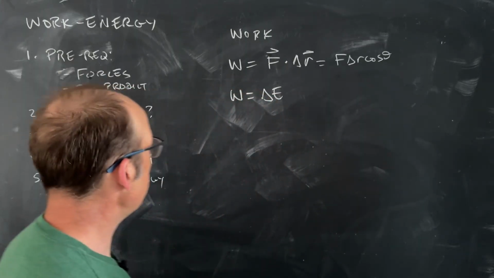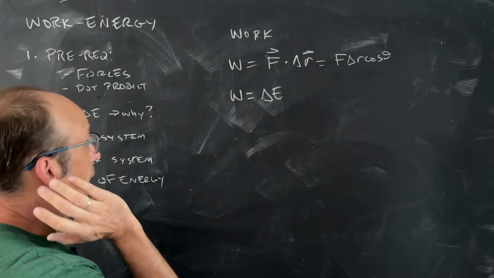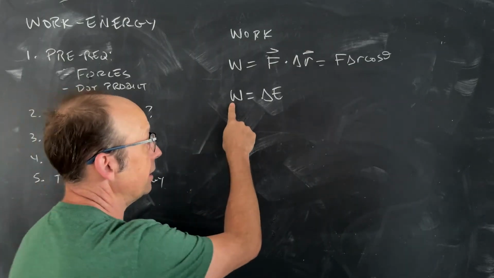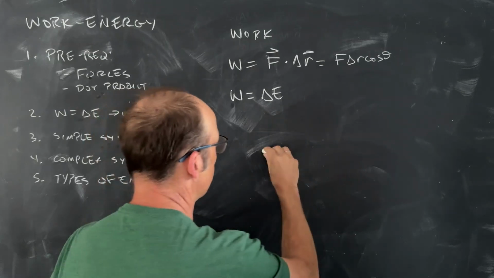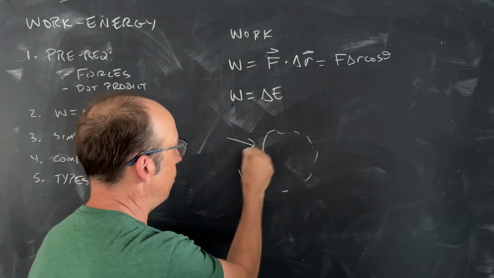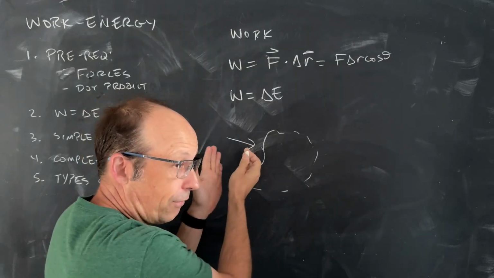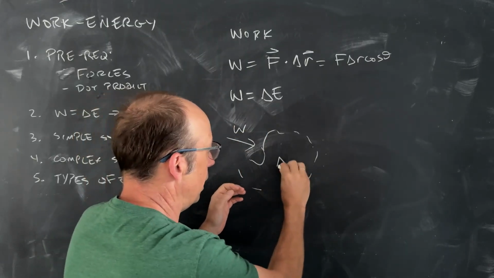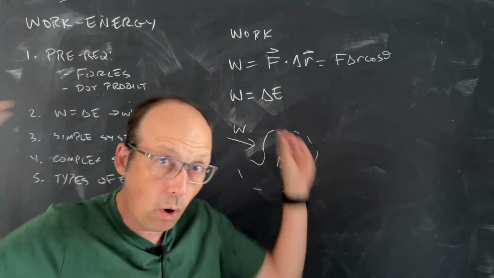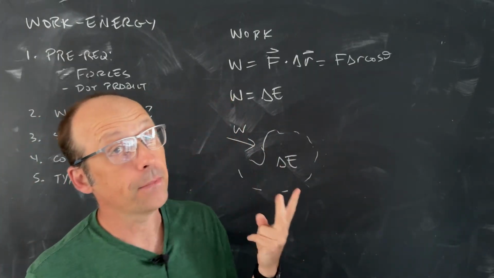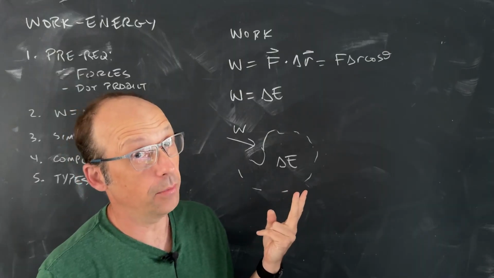Okay. Let's go ahead and talk about choosing a system, because this says the work done on a system. So imagine that I have some group of stuff and I'm pushing on it. That is going to do work, and that work is going to change the energy of the system. But what is my system? It tells me what does work and what kind of changes in energy that we have.